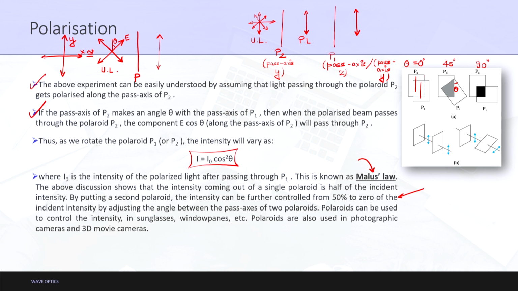The Polaroids can be used to control the intensity in sunglasses, window panes, etc. Polaroids are also used in photographic cameras and 3D movie cameras. So these are some of the applications of where the Polaroid is being used.